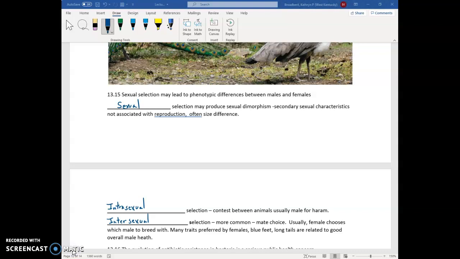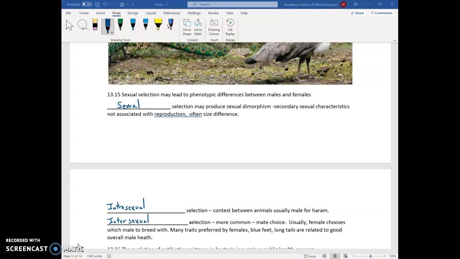Intrasexual selection is a contest between animals, usually the males, for a harem. So if you've got wild mustangs, for instance, you'll have a bunch of females and you'll have one male. And the males will fight for that position to keep all those females to himself. The same thing happens in a pride of lions.